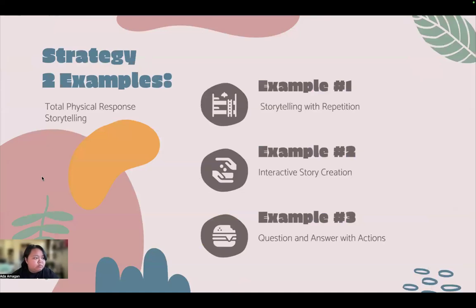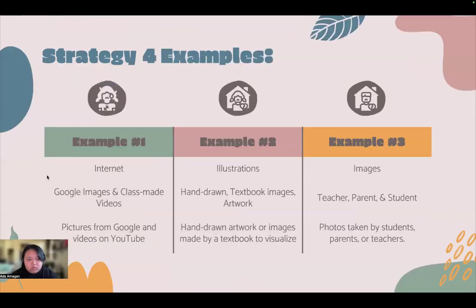And so for strategy four examples, which would be visual scaffolding. Visual scaffolding in education refers to the use of visual tools and aids to support students' understanding and learning.